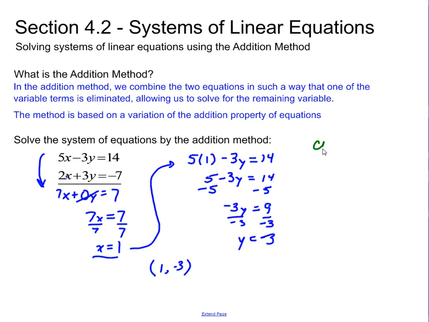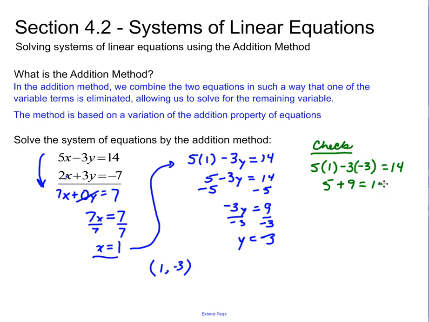And we can check by substitution the point 1, negative 3. And if we take 5 times 1 minus 3 times negative 3, we should come up with 14 if we did this correctly. And of course, we do, because 5 minus 3 times negative 3 is plus 9, does equal 14.